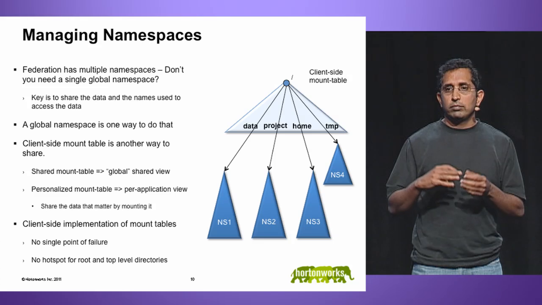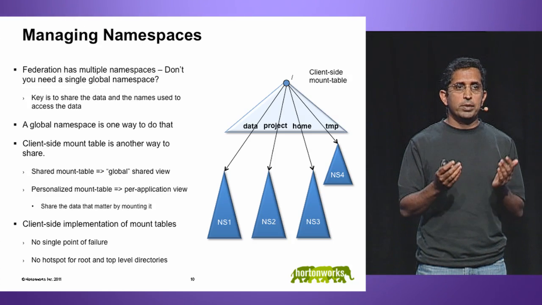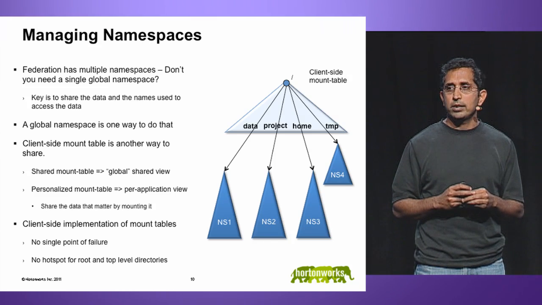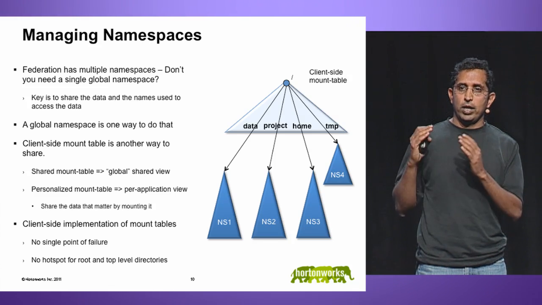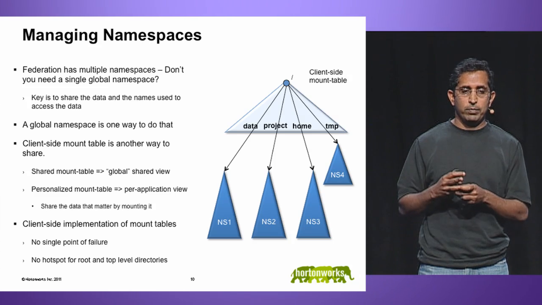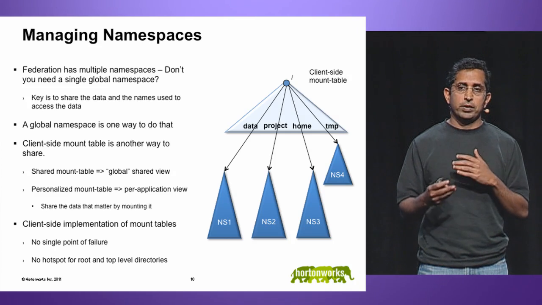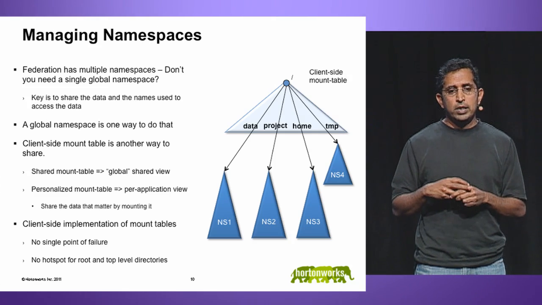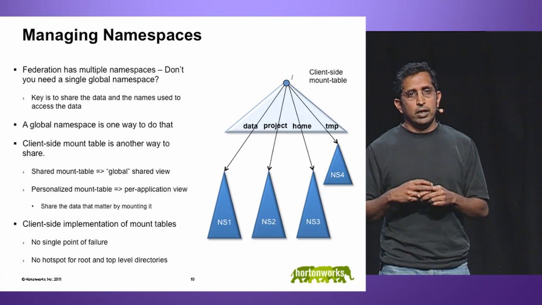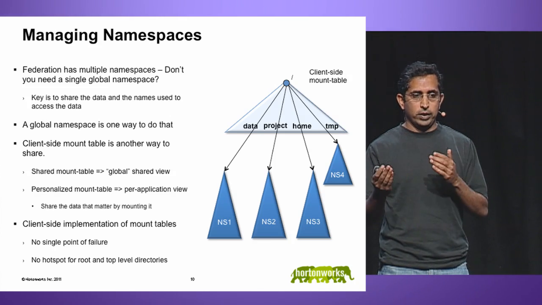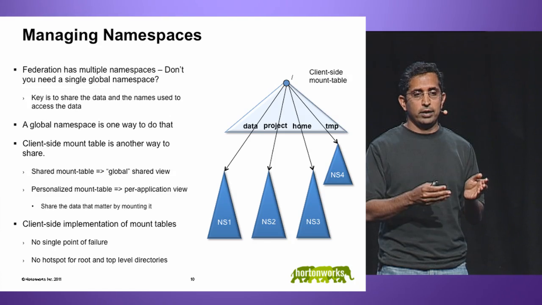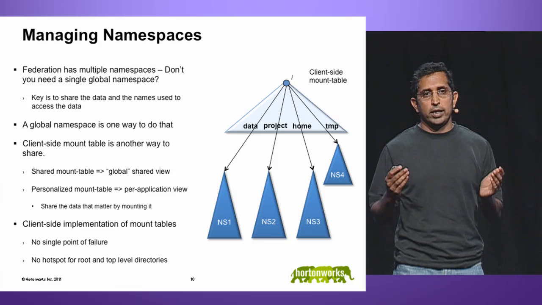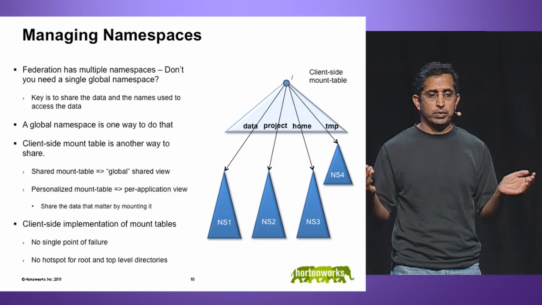So now, in federation, you have multiple namespaces. In today's cluster, typically, the configuration has a default namespace or a default name node, and all the applications are working with that default name node. Now, how do applications have to change to deal with multiple namespaces that are available? The key idea here is you identify the data using a name, and the key idea is to share the name that is used to access the data and share the data that way. One way to do that is a globally distributed single namespace.